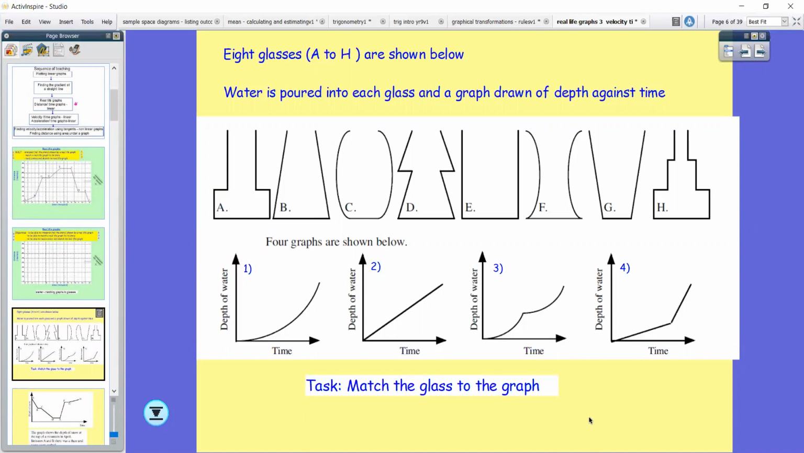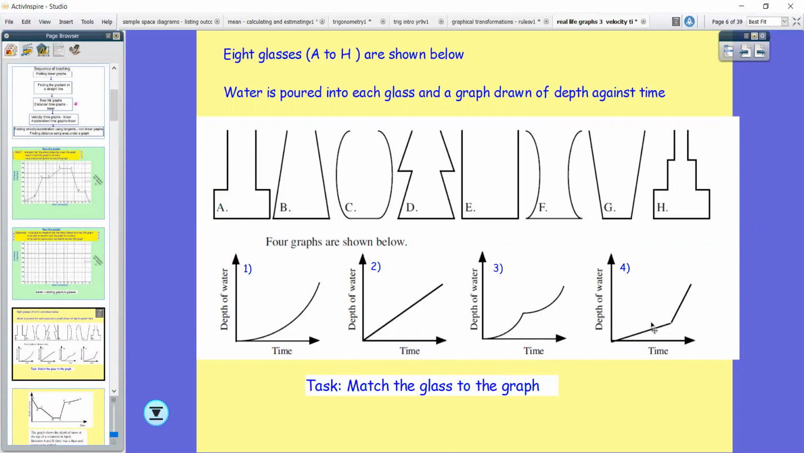Okay, so there's only 4 graphs there, so there's only 4 glasses, and then what we can do is the graphs for the other glasses. You can get a good assessment by doing this of what students know and how they're actually seeing this. So what sort of things are we looking for here? Is the depth increasing at a constant rate? Which one of these graphs shows that? There's a lot of questions you can get out of this, and this is going to help with the distance time graphs a little bit later on.